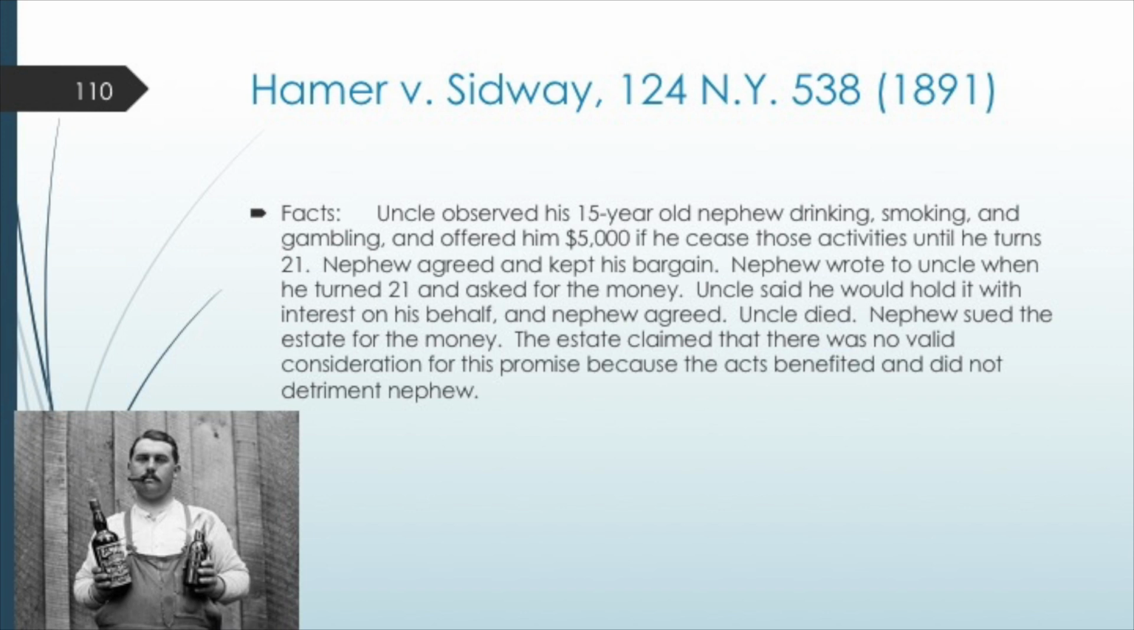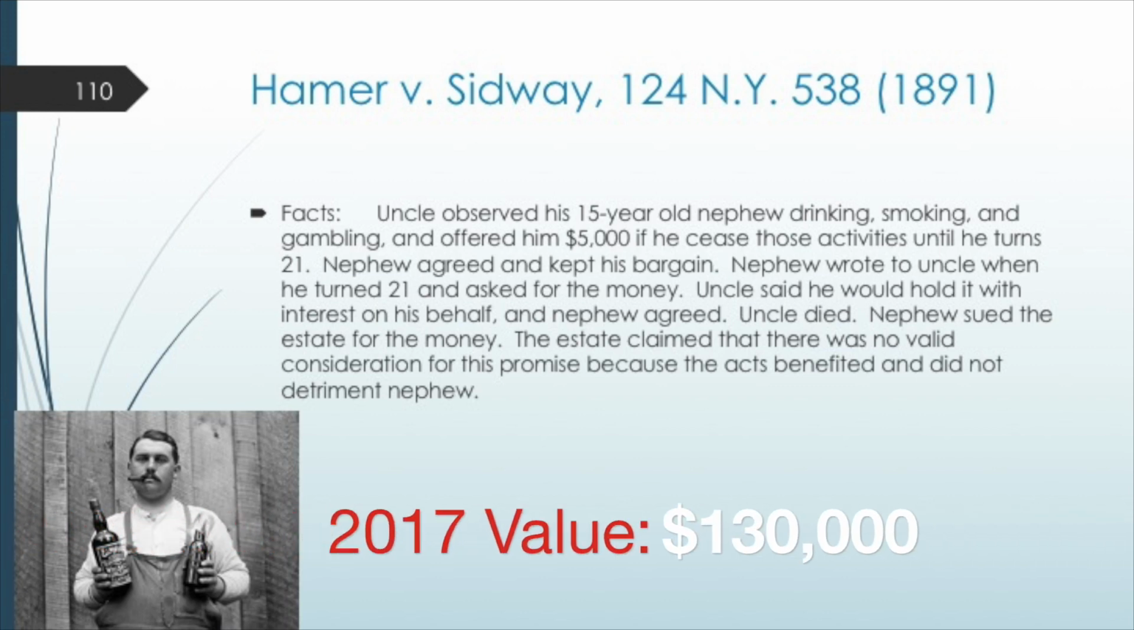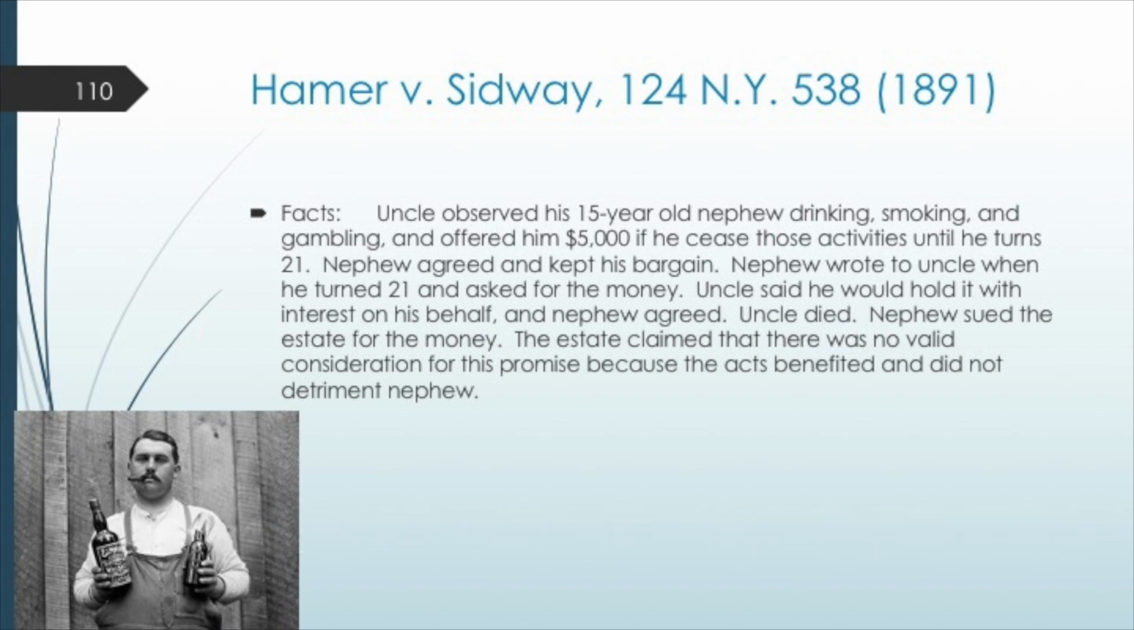You invite this nephew over, who's 15 years old at the time, and you tell him that if he promises to give up drinking, smoking, swearing, and gambling until he turns 21, you will give him $5,000 on his 21st birthday. Now, you might be thinking to yourself, why would I give up all of those things that I enjoy doing for 6 years for a measly $5,000? Thanks to inflation, $5,000 in 1891 is worth quite a bit more in 2017.